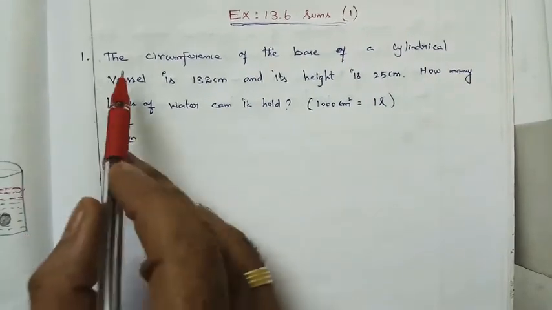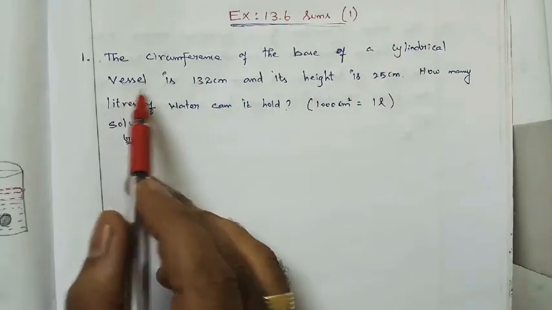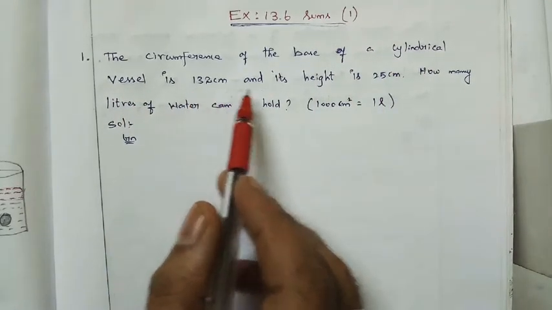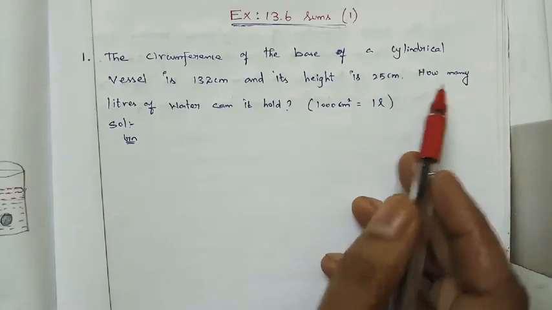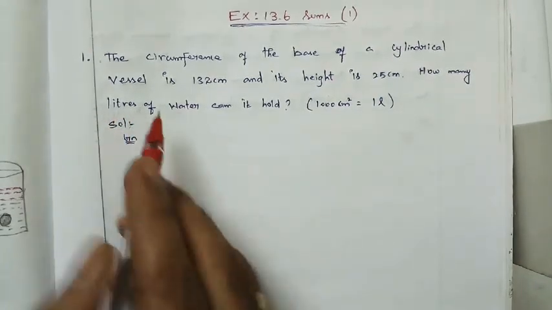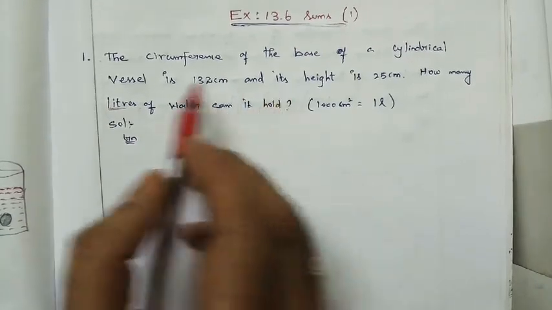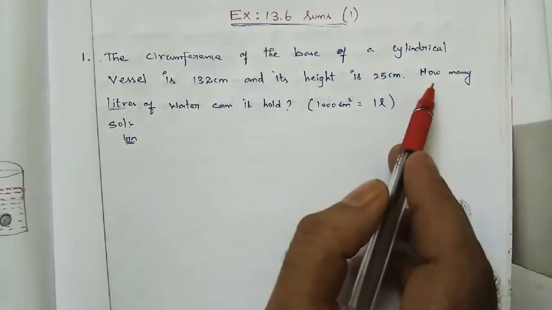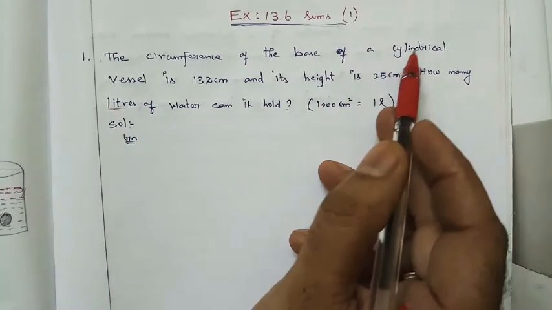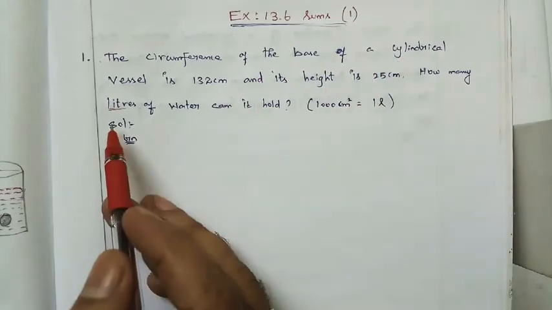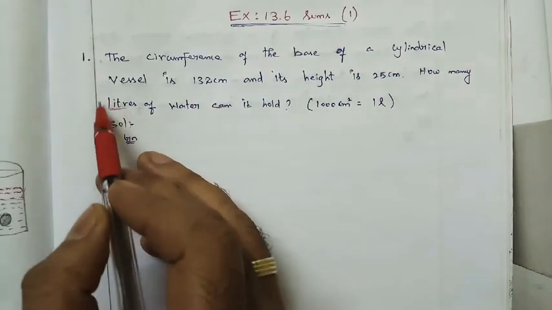Question number 1. The circumference of the base of a cylindrical vessel is 132 centimeter and its height is 25 centimeter. How many liters of water can it hold? So what do we want to find? We want to find how many liters, that is, the volume of the cylindrical vessel, in terms of liters.